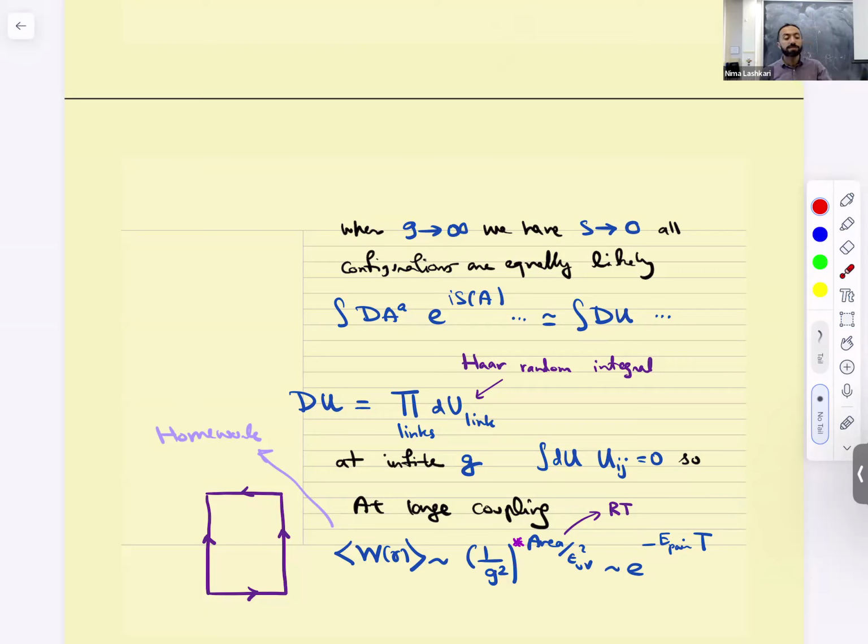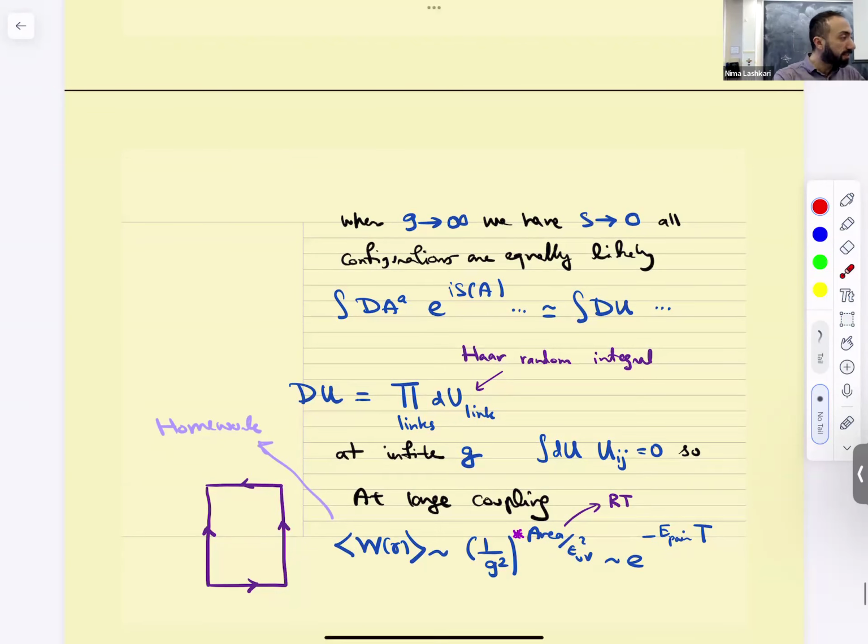Now, it's a question for you to come up with a group example where you have left invariant measures, different right invariant measures, and Haar measures. There are some important examples of such things. But this is the content of your homework. Anyway, in your homework, you'll see that as g goes to infinity, s goes to 0. So your path integral becomes a path integral over Haar random matrices. On every link, you're putting an SUN random matrix, and you'll have to integrate over these.